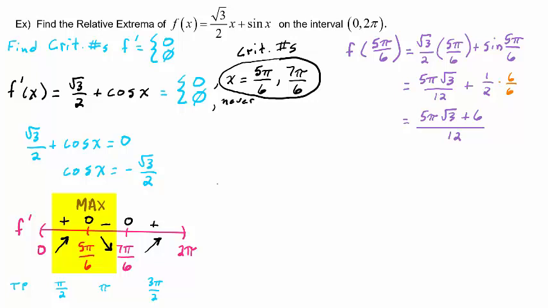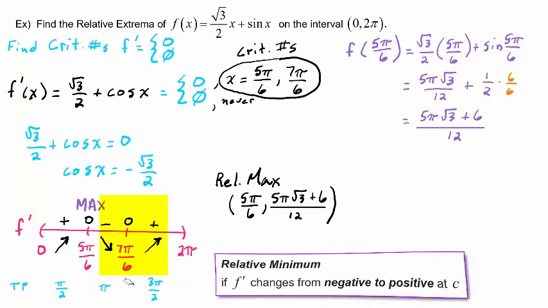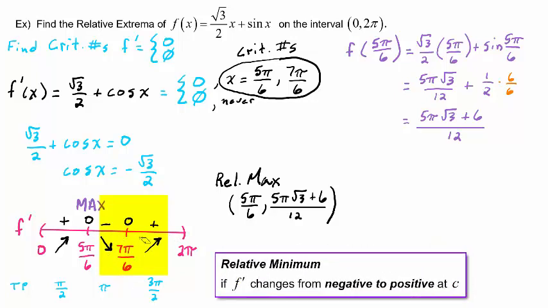So f has a relative max at the point 5 pi over 6, comma 5 pi rad 3 plus 6 over 12. Now going back to our sine line graph, we see that the derivative changes from negative to positive at the critical number 7 pi over 6, and that tells us we will have a relative minimum there.